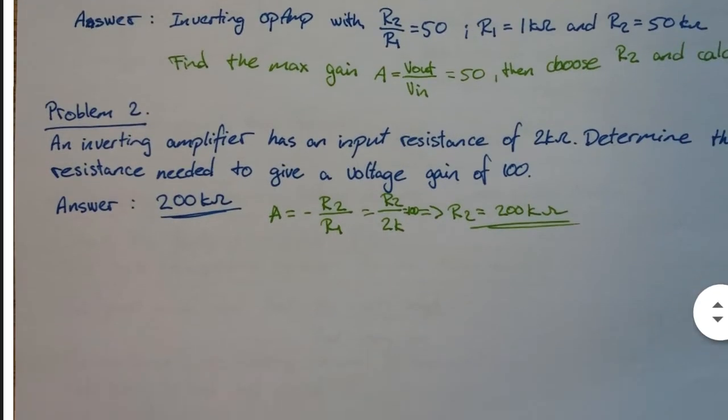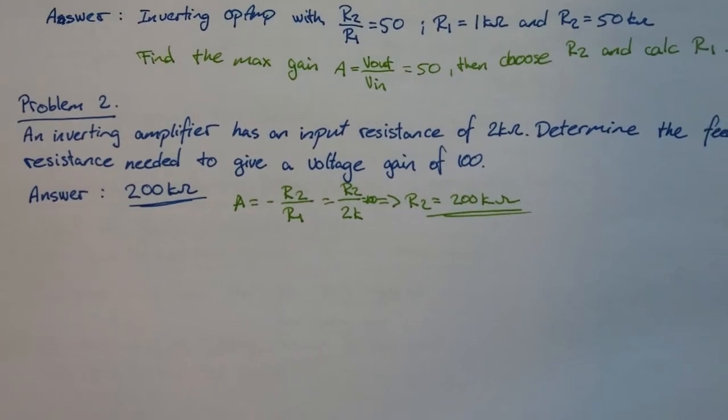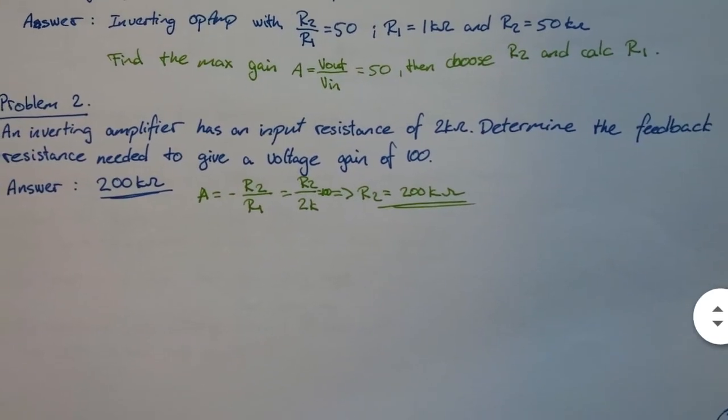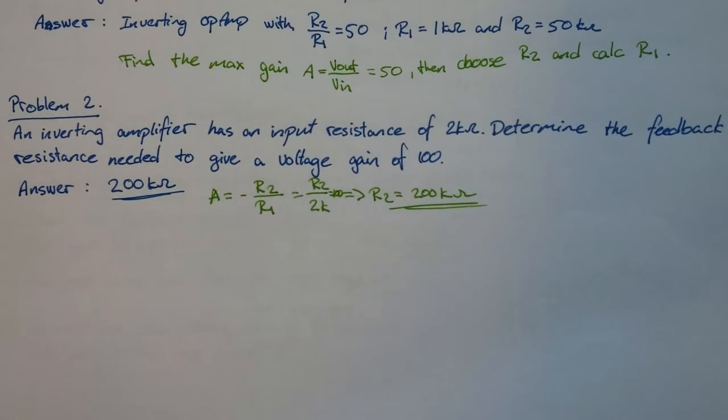Another problem is if you have an inverting amplifier with an input resistance of 2 kilo ohms, and you should determine the feedback resistance needed to give a voltage gain of 100. So if the resistance in the input line is equal to 2 kilo ohms, and we use the previous equation, you can convert it so that the feedback resistor is equal to 200 kilo ohms.